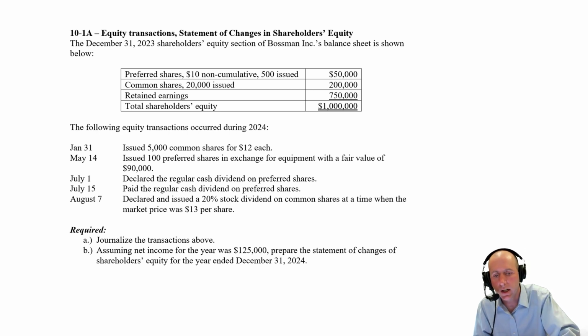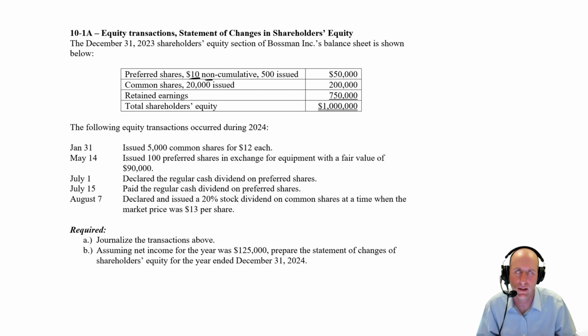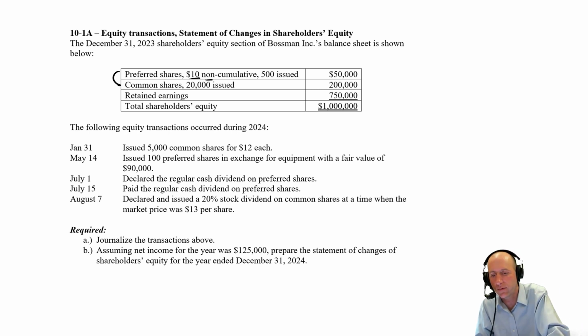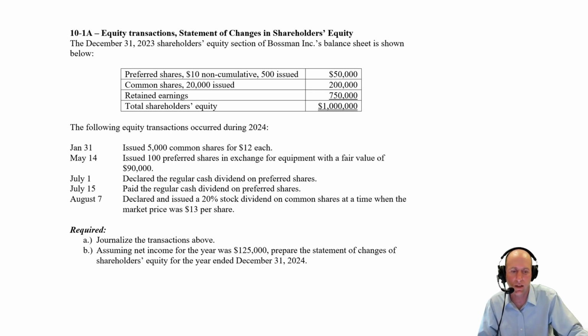The December 31st, 2023 shareholders' equity section of Bosman Inc.'s balance sheet is shown below, so you can see they've got preferred shares. Now $10 means that's the promised dividend, and it's promised annually, but you'll notice it's non-cumulative. That means if they're unable to pay it or don't pay it in one year, it doesn't carry over to the next. They don't have to pay 20 the next year. The 10 has to be paid in any year before they pay the common shareholders anything. That's what non-cumulative means.